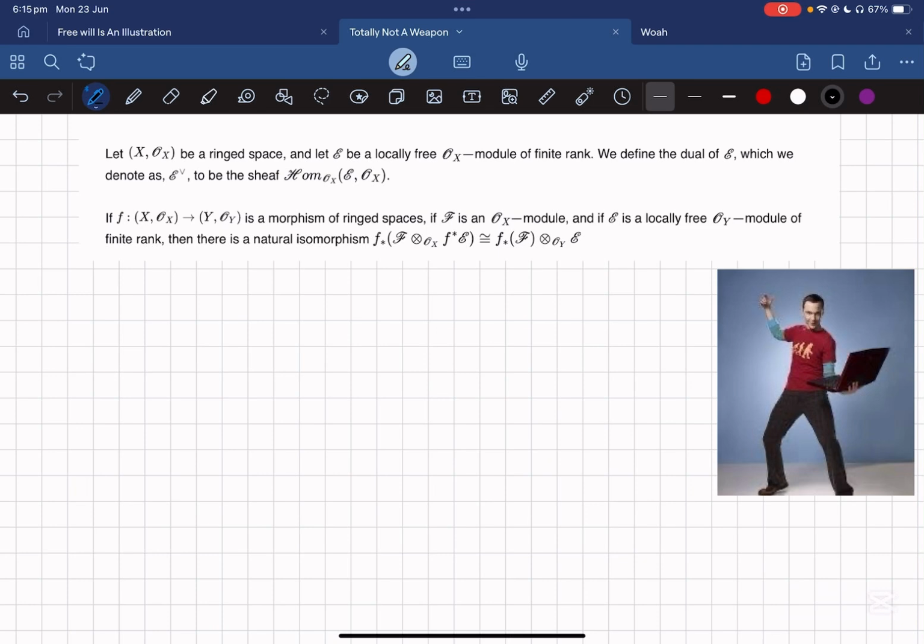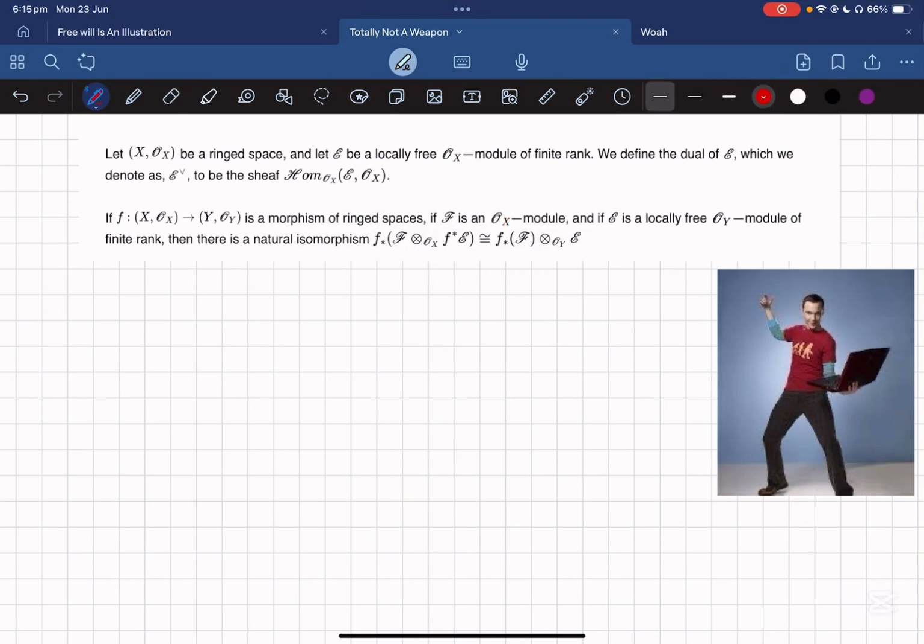Now, we need to read what's presented here. If we have the map, which is a morphism of ringed spaces, and if F is an X-module, and if E is a locally free Y-module of finite rank, then there is a natural isomorphism: the push forward of F tensor the pullback of E is isomorphic to the push forward of F tensored with E, a Y-module, and here's your sheaf E.